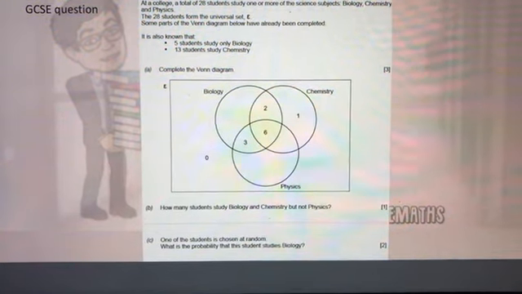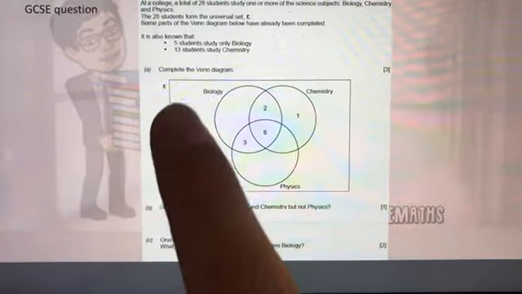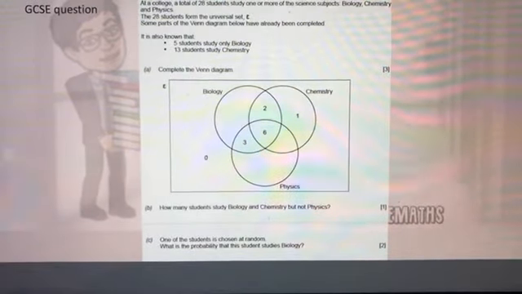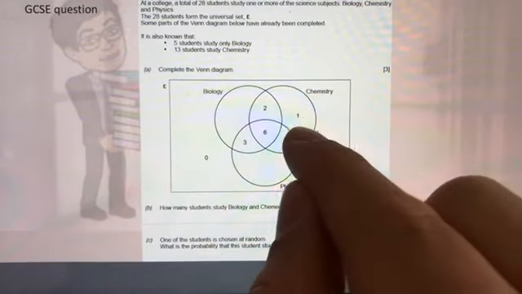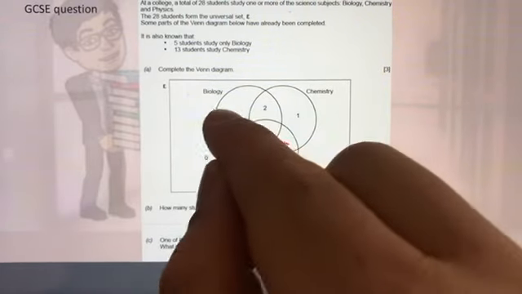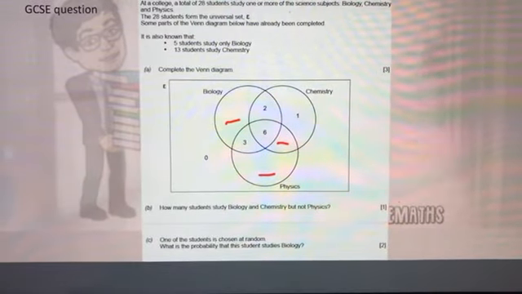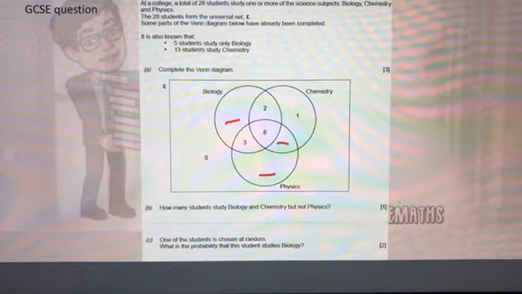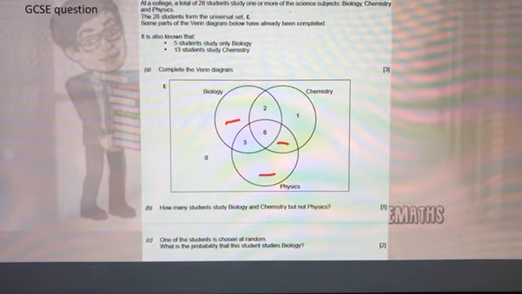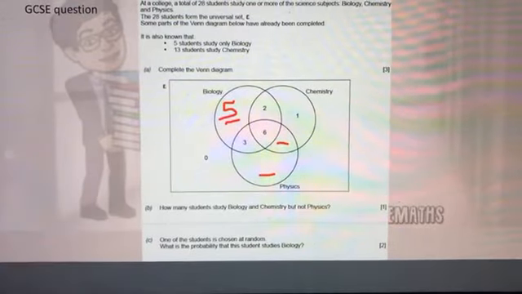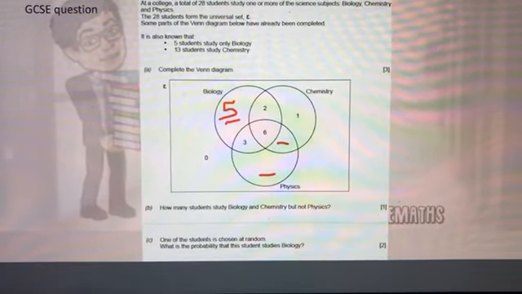Right then, guys, it says these bullet points always contain the answer, so focus on the bullet points. I've got three numbers to fill in, and everything else is filled in for me. It says 5 students study only biology. There's the biology circle, so that one's going to be 5. That's easy.